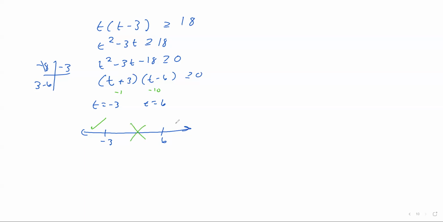Choose a number past 6, so we choose 7. 7 plus 3. Let me do some new work. All right, so anyways, I'm going to choose 7, so that's going to be 10 times 1, 10 times 1 is 10, which is greater than 0, so that one works. So therefore we see it goes from -infinity to -3. It does have the line underneath it, so it'll be bracket, then union, bracket 6 to infinity.